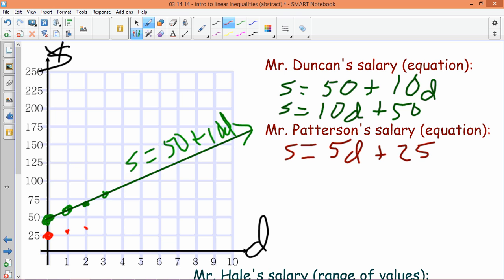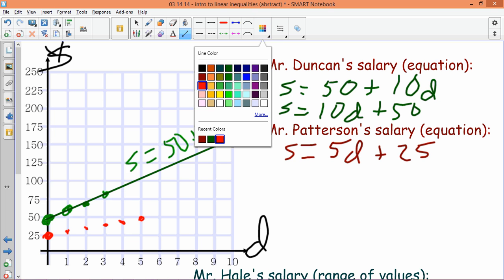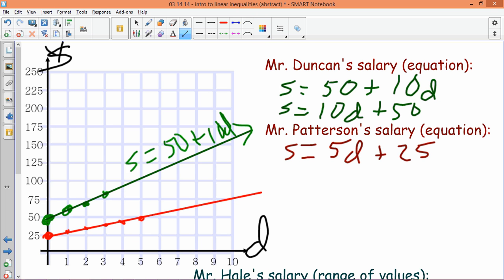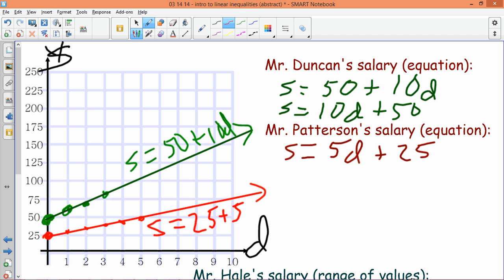The day after that, 40. The day after that, 45. The day after that, 50. And so on. We have enough pattern, so we're just going to draw this with a line. Make sure there is an arrow on it, and I'm going to label that one S equals 25 plus 5D.